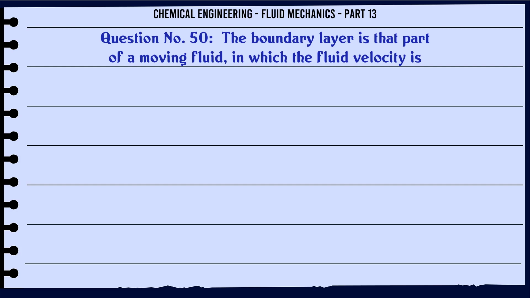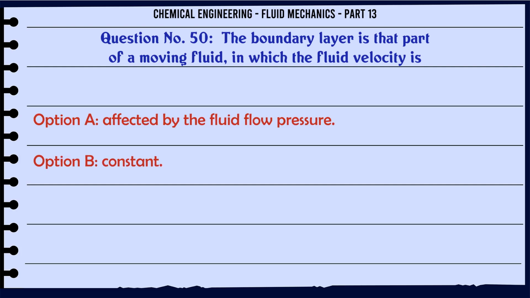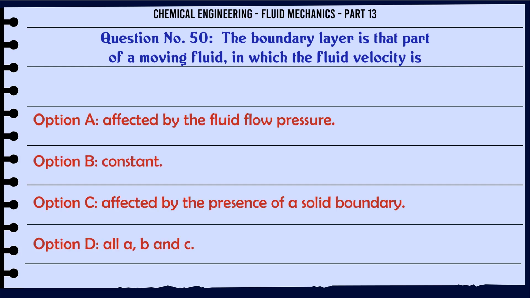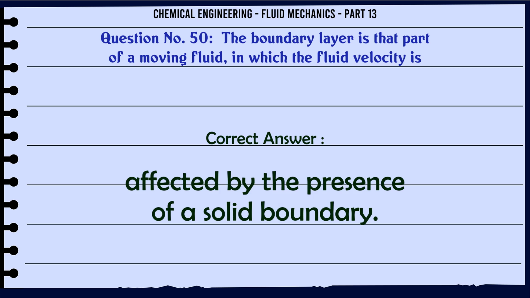The boundary layer is that part of a moving fluid in which the fluid velocity is A. Affected by the fluid flow pressure, B. Constant, C. Affected by the presence of a solid boundary, D. All A, B, and C. The correct answer is affected by the presence of a solid boundary.